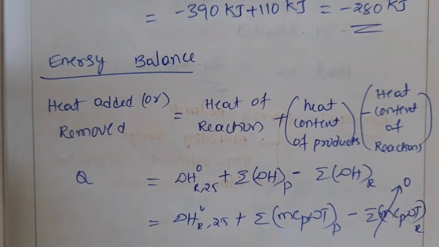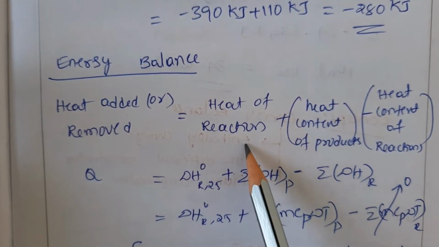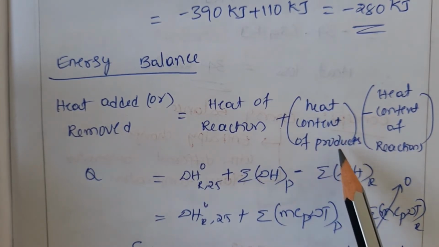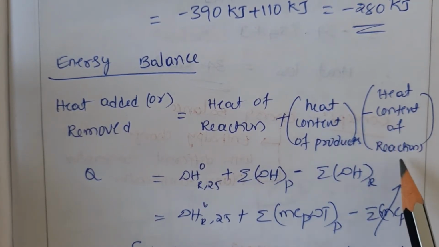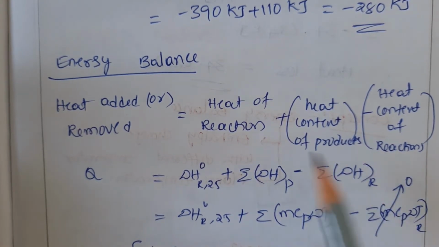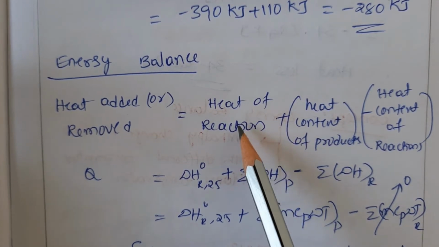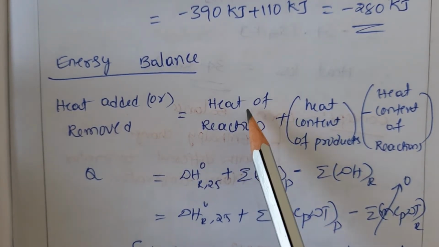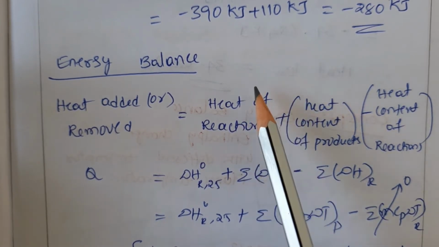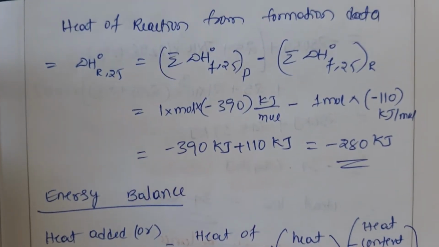If you do the energy balance, the heat added or removed equals the heat of reaction at reference temperature plus the heat content of the products minus the heat content of the reactants with reference to the reference temperature, right? But in the problem the heat of reaction is not given at the reference temperature; they have given the formation data of carbon monoxide and carbon dioxide. From that data you have to calculate the heat of reaction. How can you calculate that?